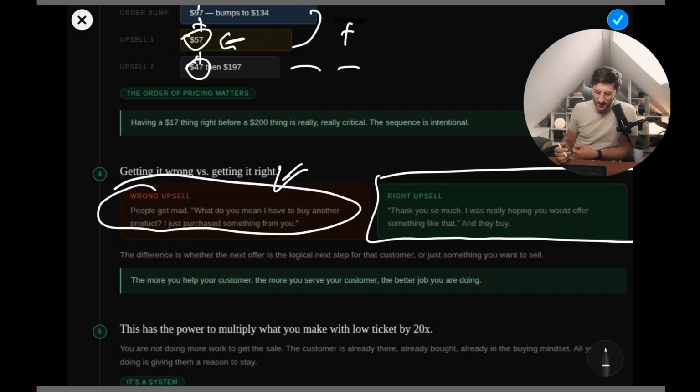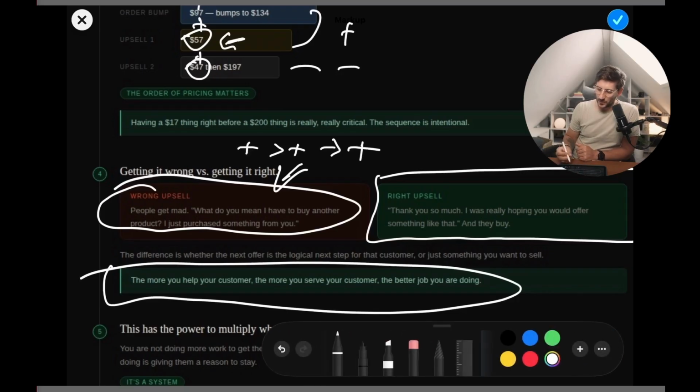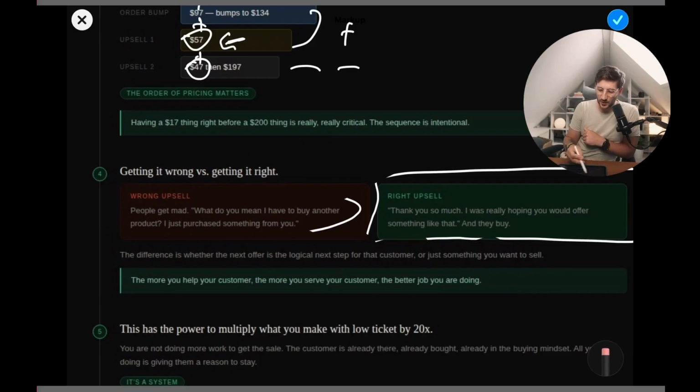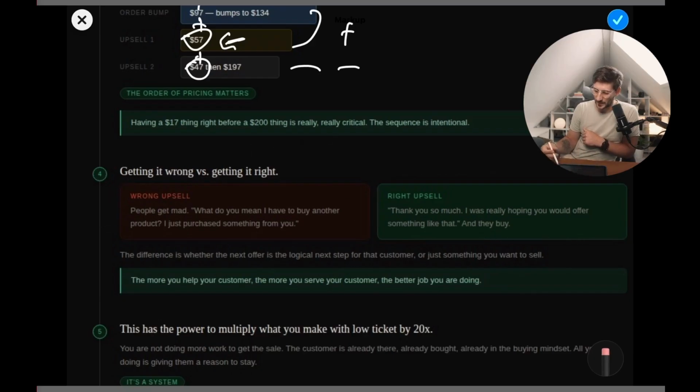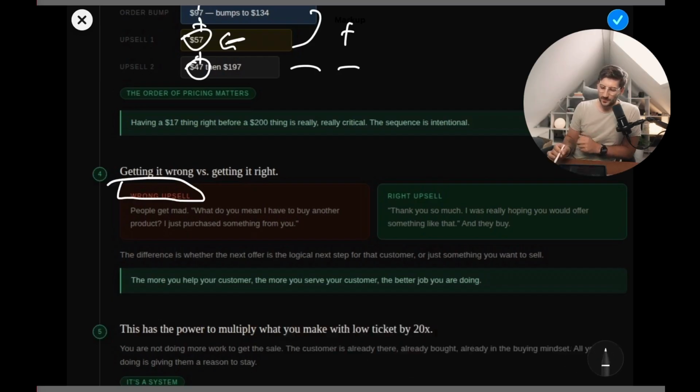The more you help the customer, the more you serve your customer, the better the job you're doing. What does this mean? It means when you're trying to sell something more to a customer, it needs to have a specific way of doing it. As in, you don't want to sell something just for the sake of selling it so that you make more money. If you're just doing that, you're ending up in the wrong upsell. If you're doing things right, you're going into the right upsell.